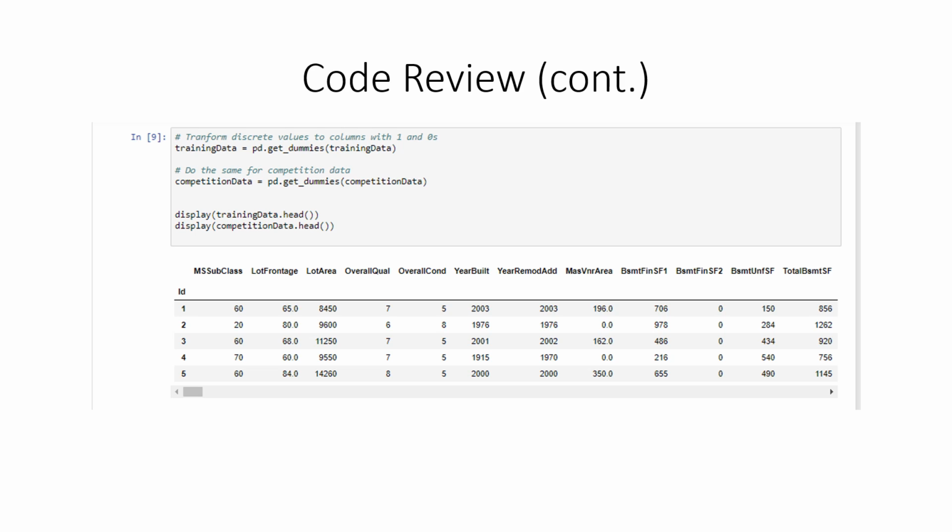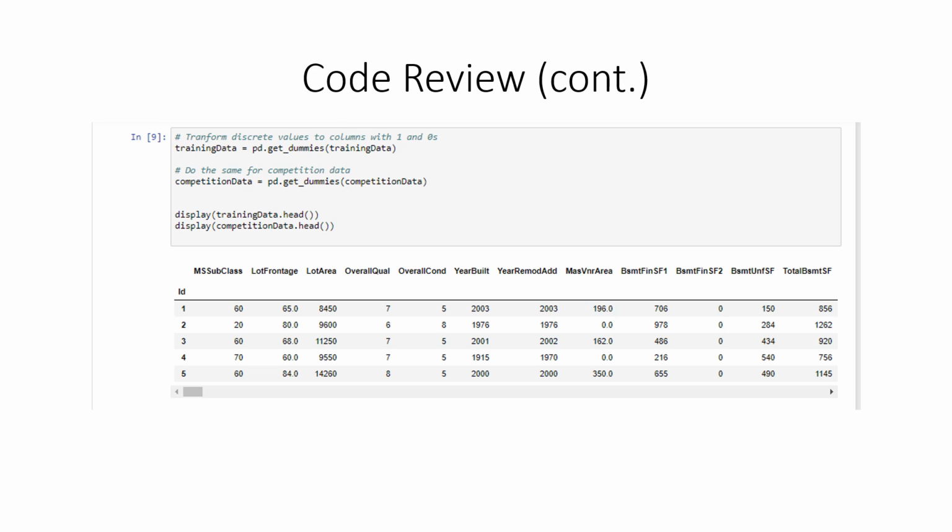All right, so here is where we're going to reassign the training data object, the training data frame. We're going to reassign it to the pandas.get_dummies method. We're going to pass in the training data frame, okay, with the training data.